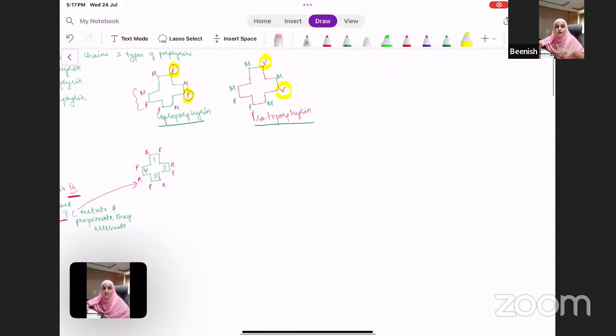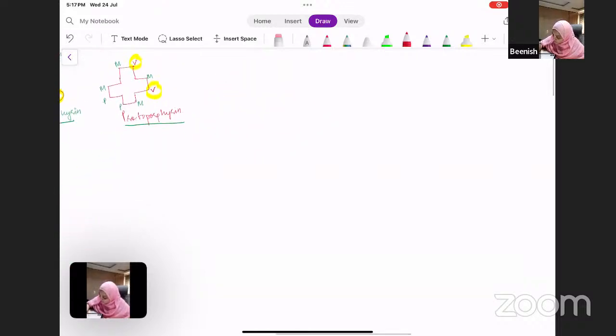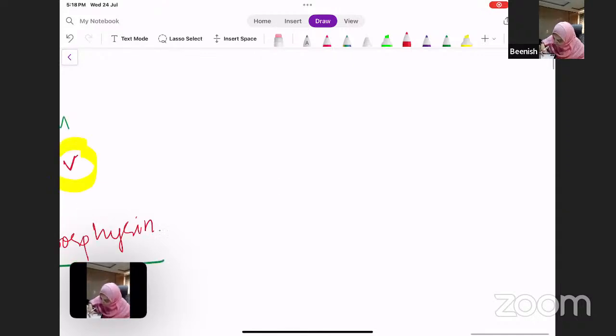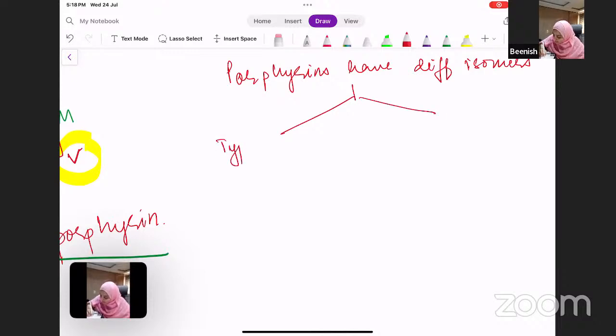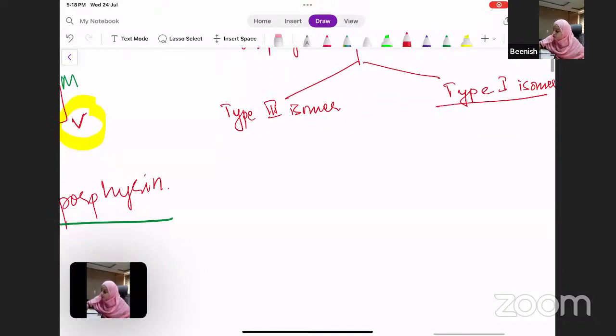Now, one more thing is left, that you have different isomers of porphyrins. Porphyrins have different isomers. Okay, many different isomers are possible for porphyrin, out of which two are important. Okay, that is type 3 isomer and type 1 isomer. So your type 1 isomer, it is not normally present in our body.